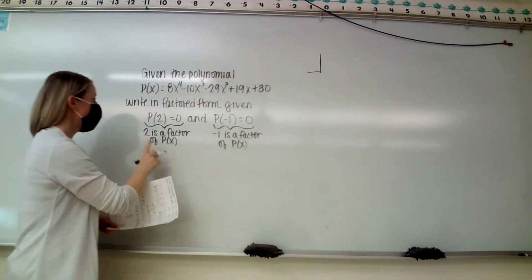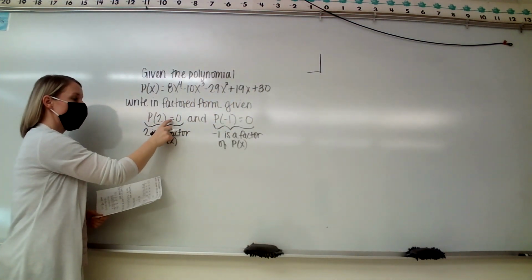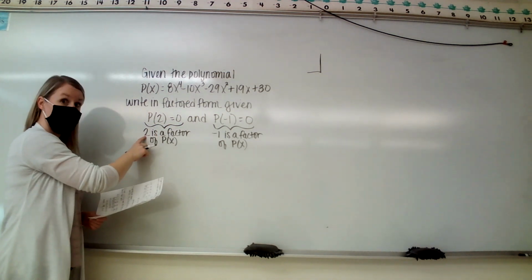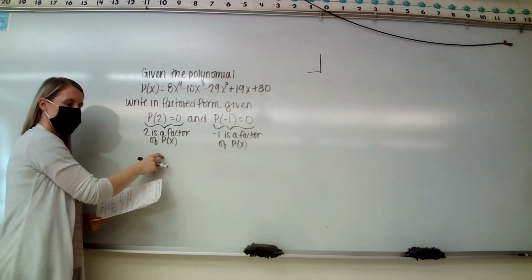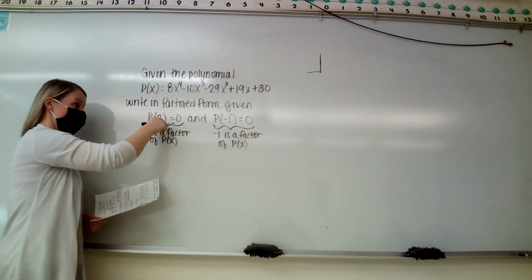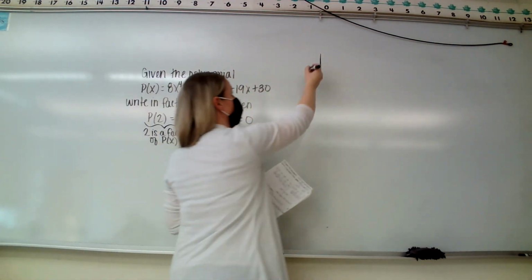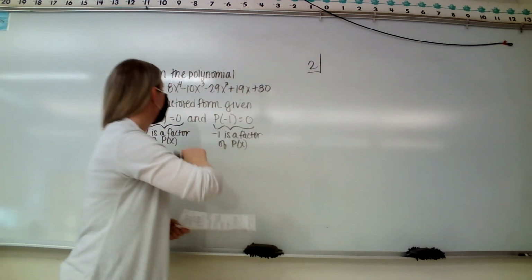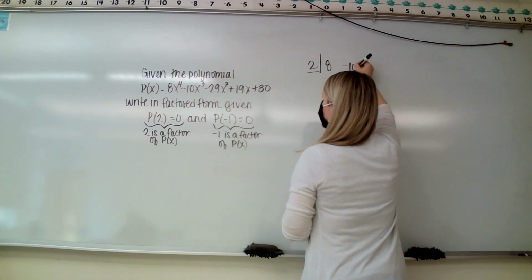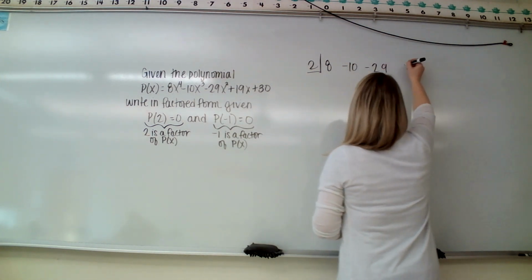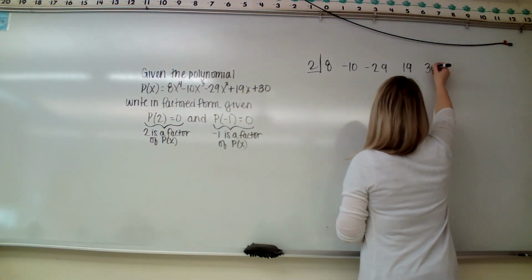I'm going to start. Remember, if it says P of 2 equals 0, you're just using 2, okay? Don't change the sign. You only change the sign if it says something like x minus 2. So that's just telling me the 0 is 2. I'm going to throw 2 and use my coefficients: 8, negative 10, negative 29, 19, and 30.